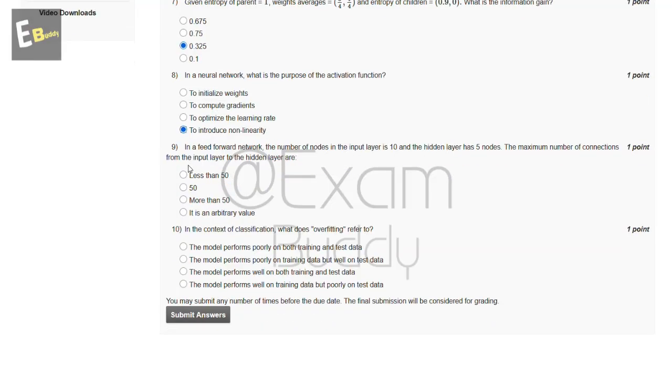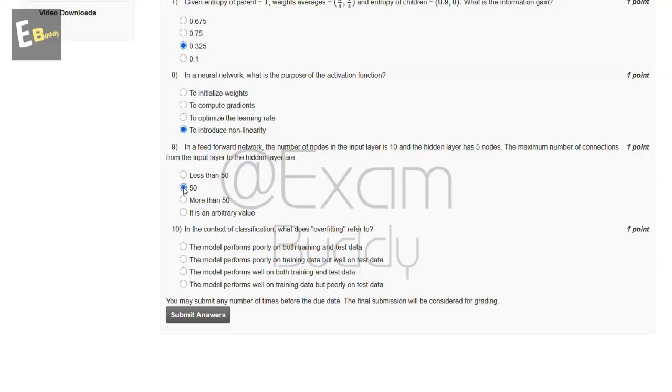Now the ninth question is in a feed-forward network, the number of nodes in the input layer is 10 and the hidden layer has 5 nodes. The maximum number of connections from the input layer to the hidden layer are, so these are the options and the answer of our ninth question is B, 50.